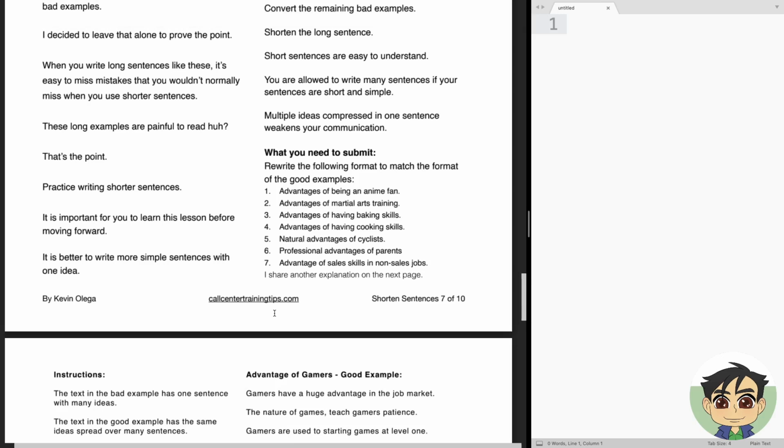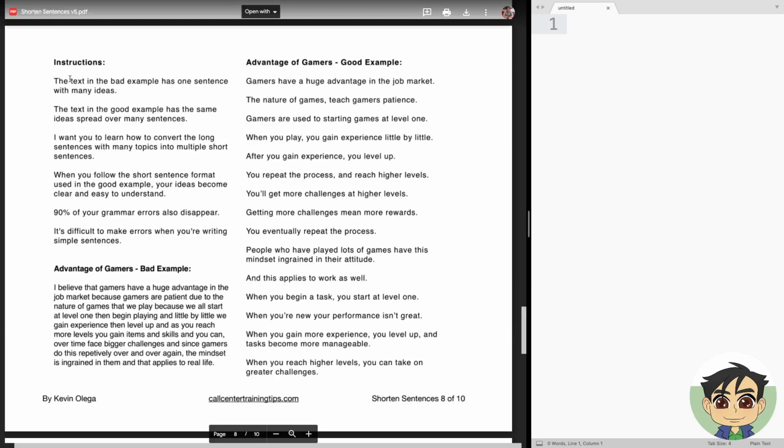So let me just explain real quick. The text in the bad example has one sentence with many ideas. The text in the good example has the same ideas spread over many sentences. I want you to learn how to convert the long sentences with many topics into multiple short sentences. When you follow the short sentence format used in the good example, your ideas become clear and easy to understand. 90% of your grammar errors also disappear. It's difficult to make errors when you're writing simple sentences.